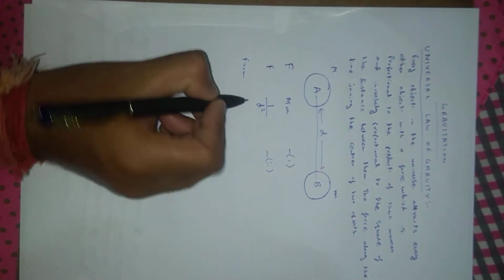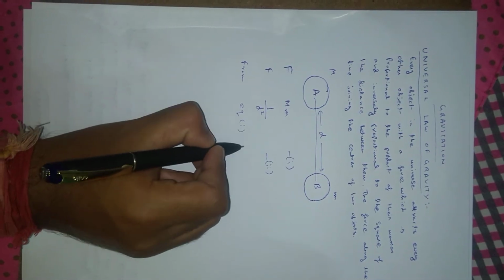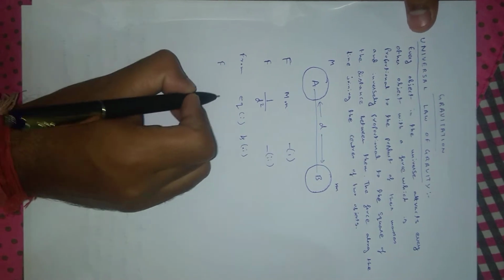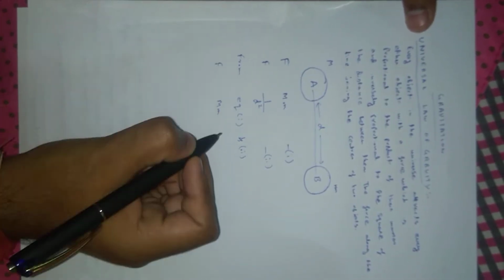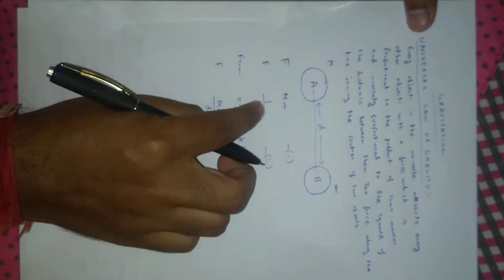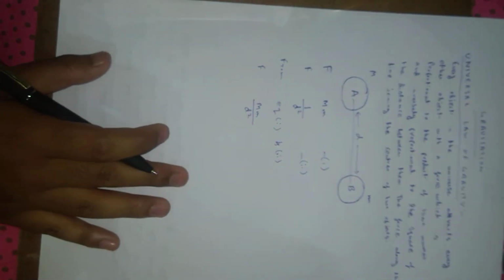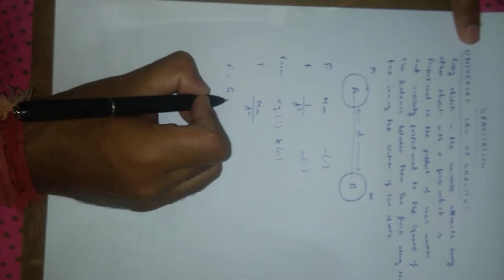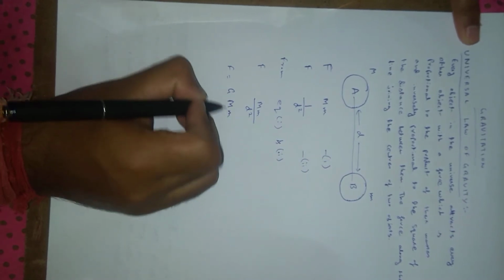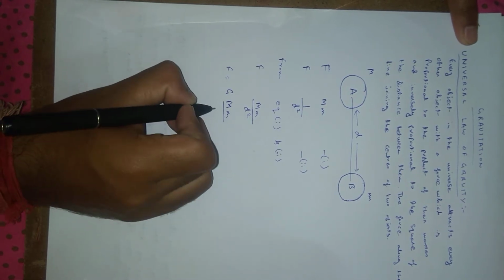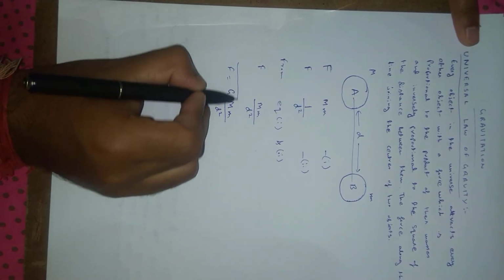From equation number 1 and 2, we get F is proportional to the masses capital M and small m, and inversely proportional to the square of the distance between both the masses. So by taking a proportionality constant G, F is equal to capital G, which is a proportionality constant, into M into m divided by d squared. So this is our force.